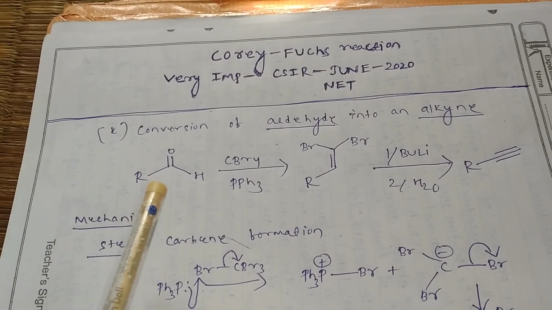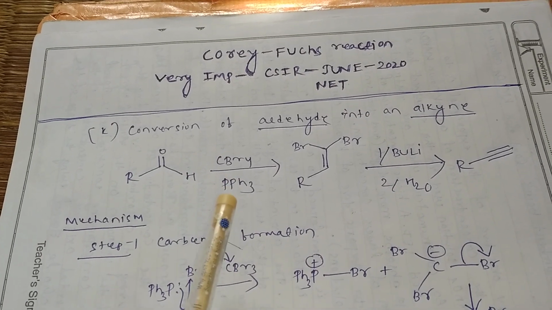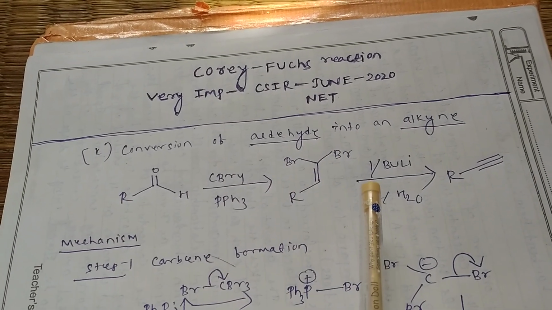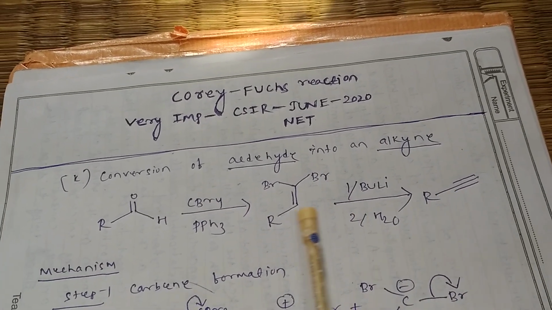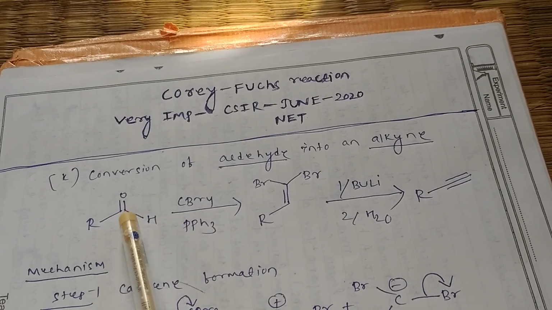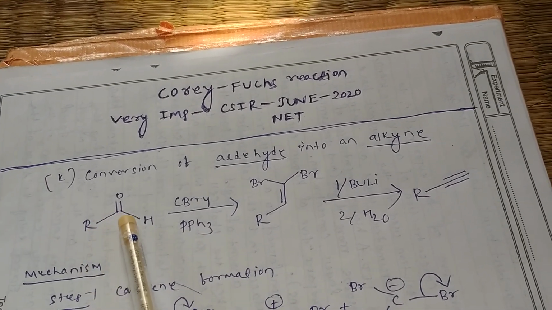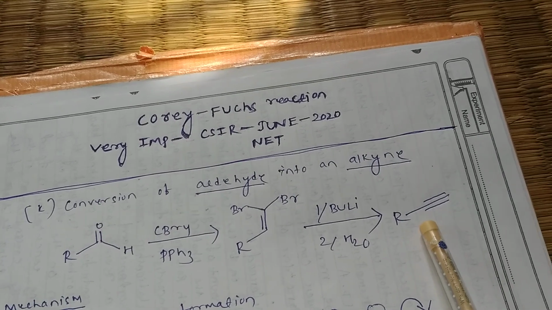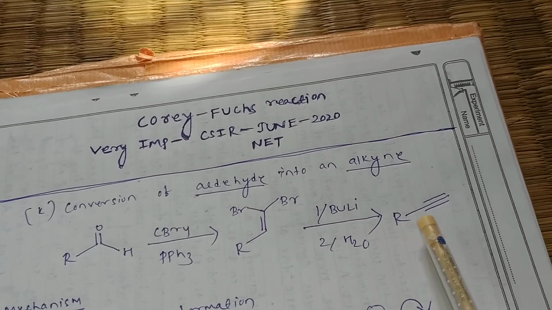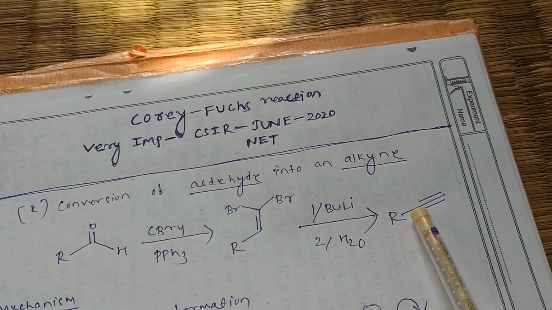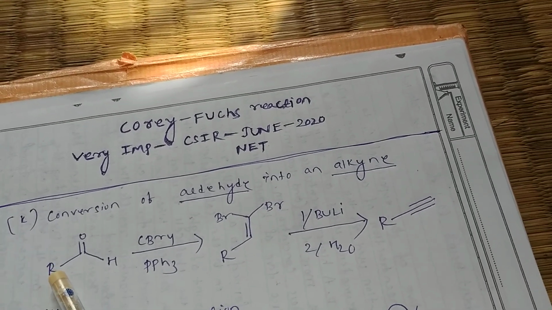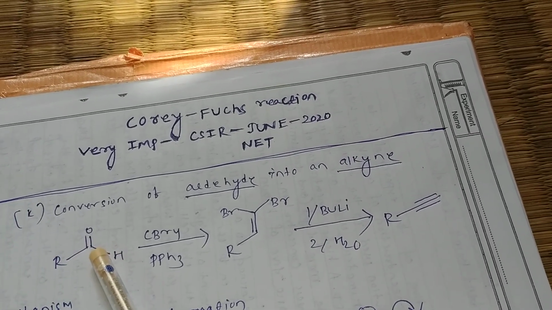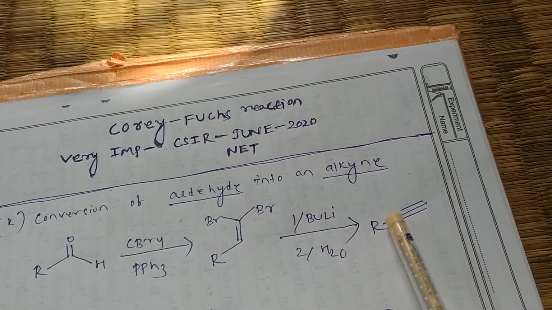Here the aldehyde is treated with the reagents CBr4 and PPh3, triphenylphosphine. Then this is the intermediate, and finally butyl lithium and water give the alkyne. You just see, in the aldehyde there is one carbon plus R, but after the formation of the product from aldehyde to alkyne, the triple bond alkyne, that is R and two carbons. Excluding the alkyl group, there is only one carbon in the aldehyde, but here it's two carbons.